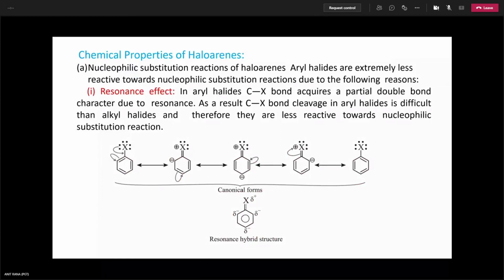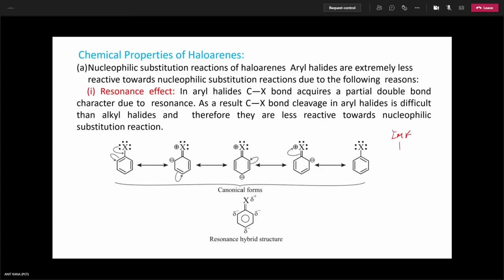Coming to the chemical properties of haloarenes, they do not undergo nucleophilic substitution easily. For the physical properties of haloalkanes, the boiling point was higher because the van der Waals force of attraction was greater. Sir, is van der Waals force of attraction greater or the dipole attraction? Dipole, beta. Hierarchy, always remember your IMF.